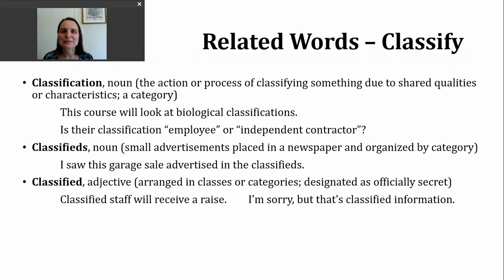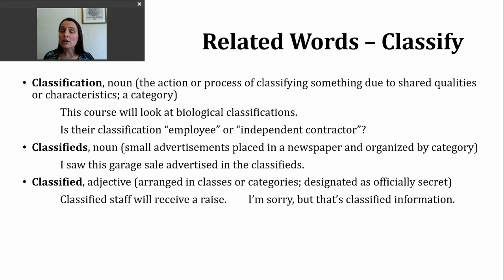This ties back to that yes or no question we just looked at moments ago. So again, in this particular academic course, groups of students are going to look at the process of how certain animals or creatures are classified, are put into groups due to their shared qualities. Sometimes when the noun classification is used, all it really means is a category. You can see that in the second example sentence. Is their classification employee or independent contractor?